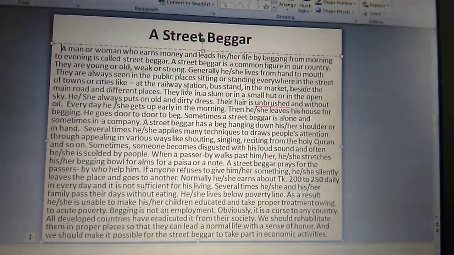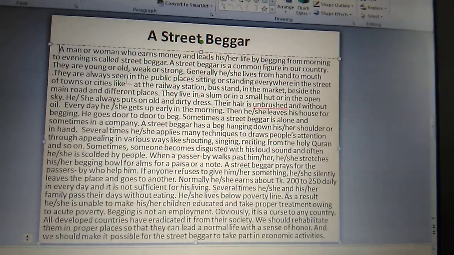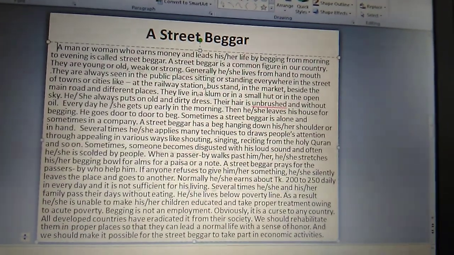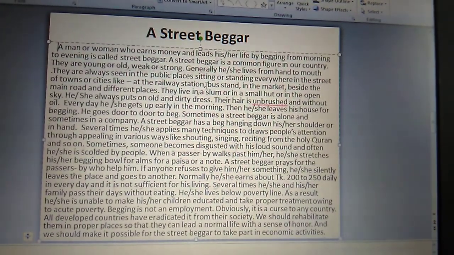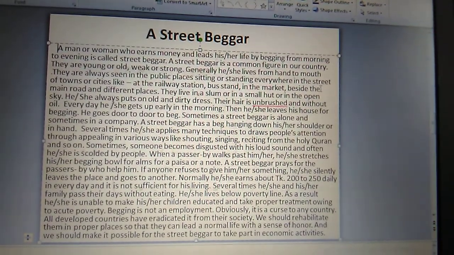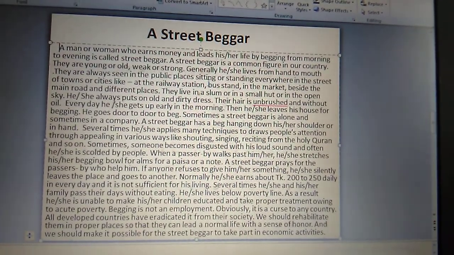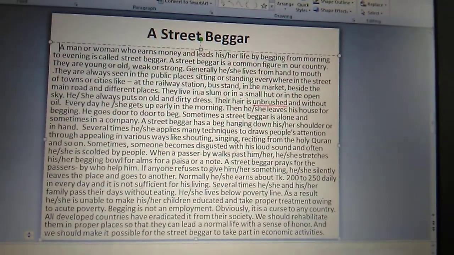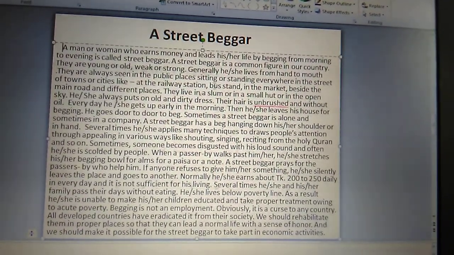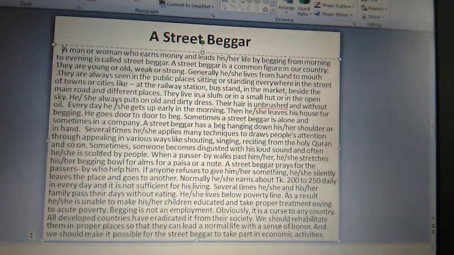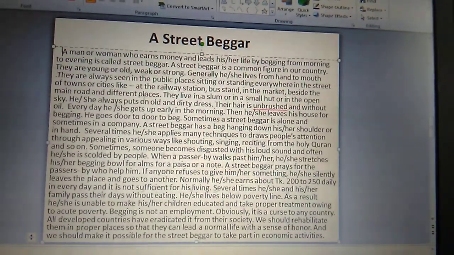They are always seen in public places, sitting, standing. A very common figure, as we said. Look here: generally, he or she lives from hand to mouth. They are always seen in public places, sitting or standing everywhere in the state, towns or cities, in the street, on the road. Especially in towns and cities, we see them in the railway station, bus station, in the market, beside the main roads and different places also.